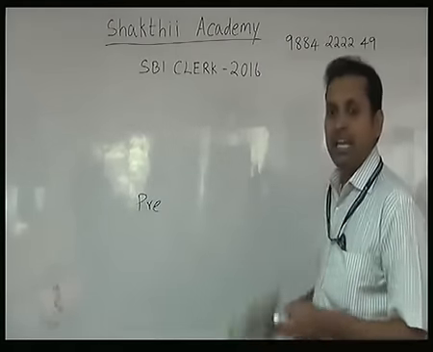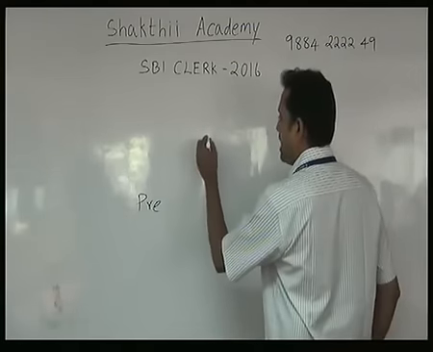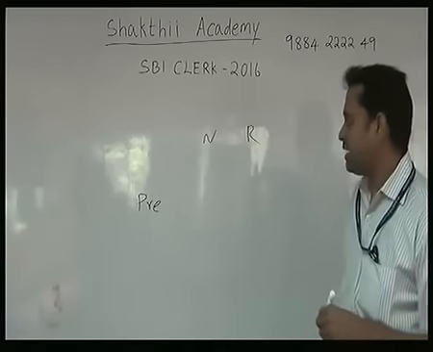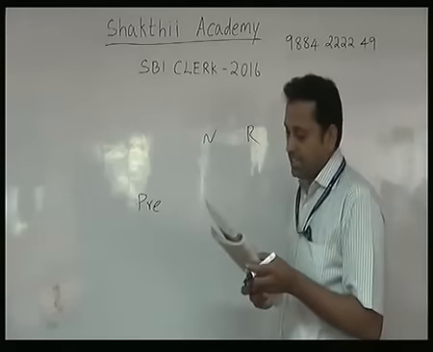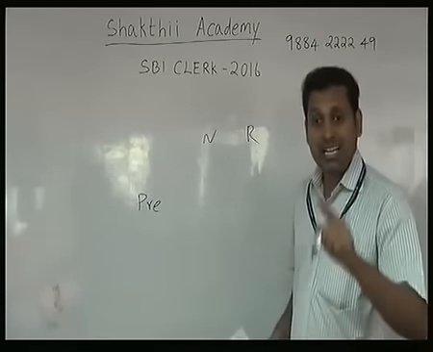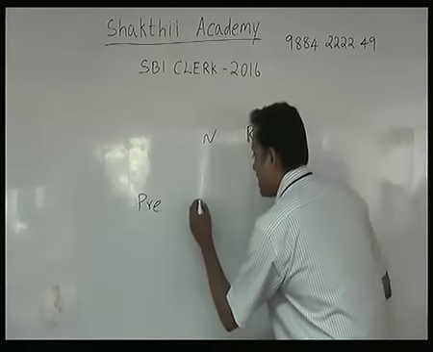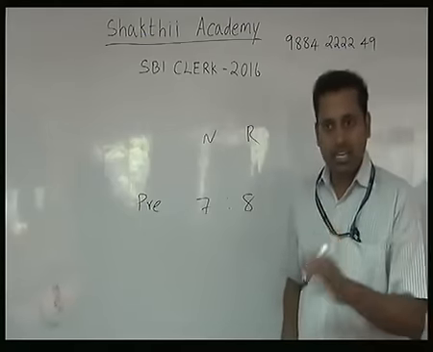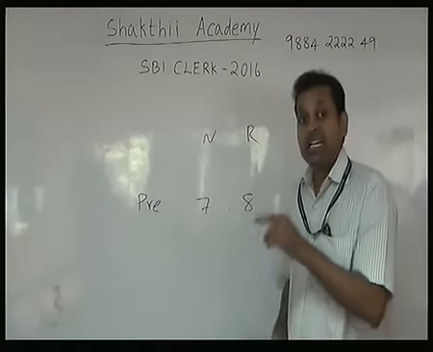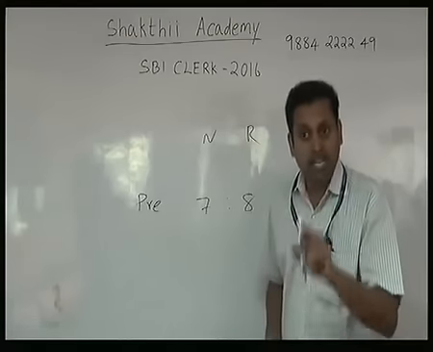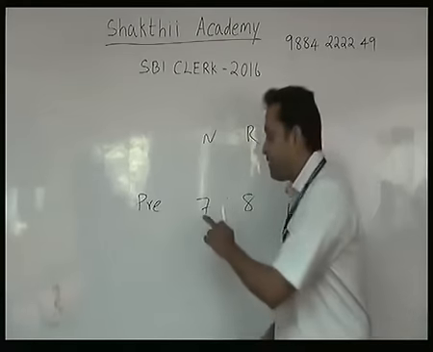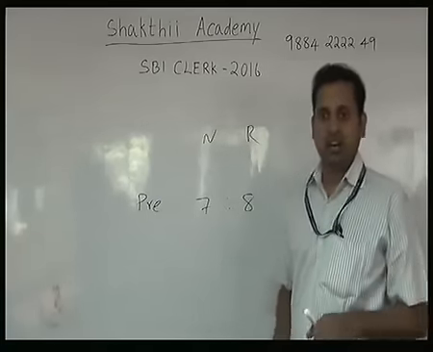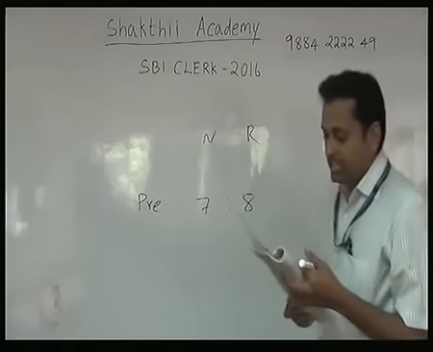Now here, what are the two people? Neha and Reshma. I am writing Neha as N and Reshma as R. Is it clear? Now you need to understand what ratio is given. The present age ratio is given as 7:8. That means the present age of Neha must be a multiple of 7, and similarly Reshma's age a multiple of 8. Clear or not? Okay.